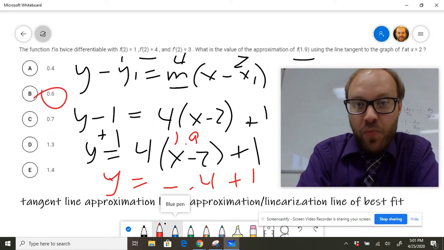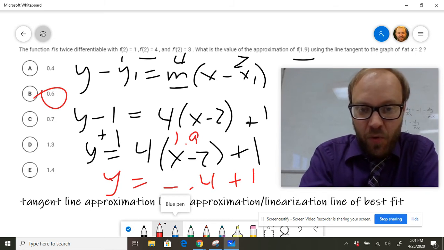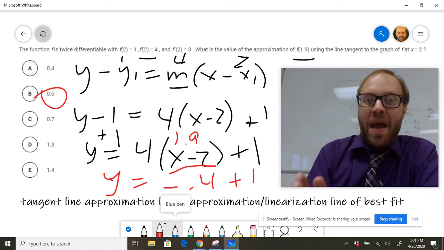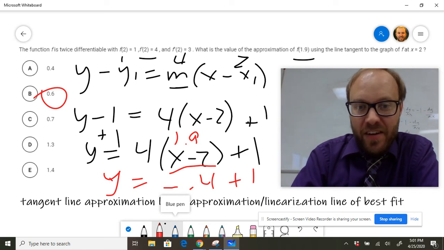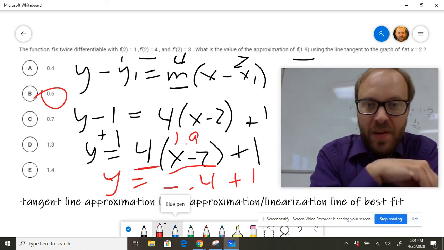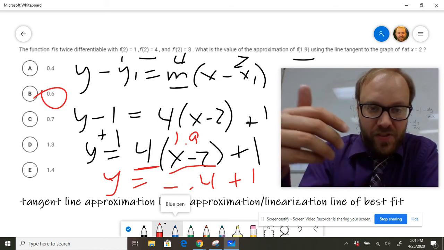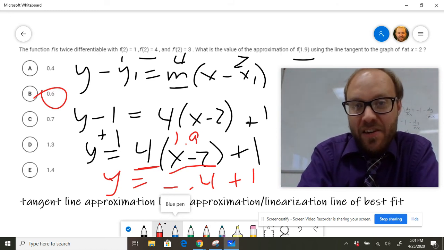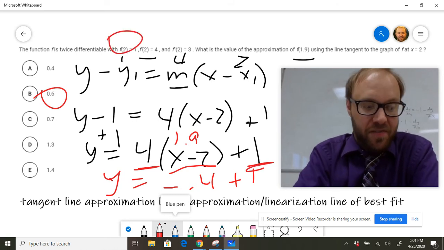Okay. By the way, what's really happening here is when you take this 1.9 minus 2, you're actually finding the change in x. So we're saying you're going back a tenth. And if you're going back a tenth, how much do you expect your y value to decrease? Well, if you take your slope and you multiply by your change in x, then the slope is 4. If you go back 0.1, you're going to have a decrease in y of 0.4. And then that's getting added to your initial position at 1, which is where you started in the first place.